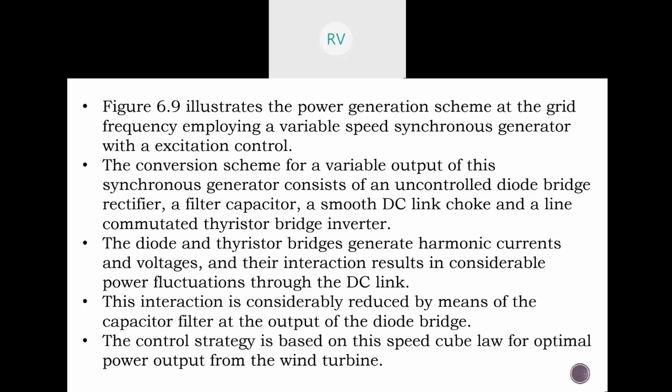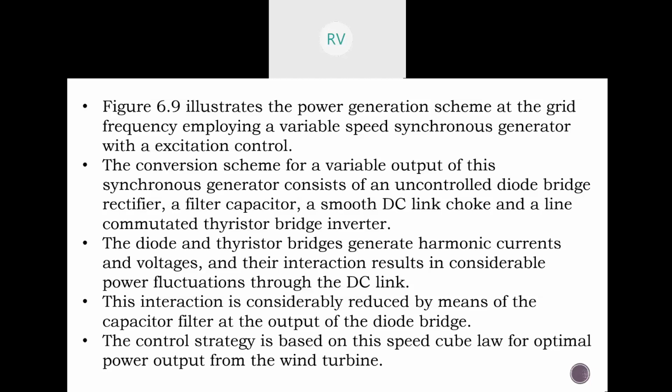This interaction is considerably reduced by means of a capacitor filter at the output of the diode bridge. So we are employing a capacitor filter such that these harmonic currents and voltages are filtered. Because you are reducing the amount of currents and voltages, we'll be having a reduction in the interaction.